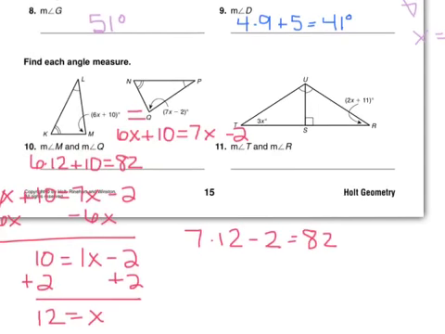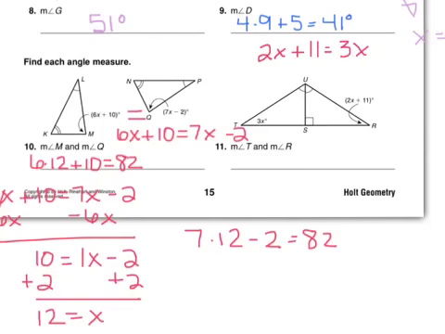Okay, number 11. What do we know about angle T and angle R? They are equal. They have to be equal to each other, right? So my equation is going to say, go ahead, write me your equation. 2x plus 11 equals 3x. That's right. 2x plus 11 equals 3x, because I know they have to be equal to each other.